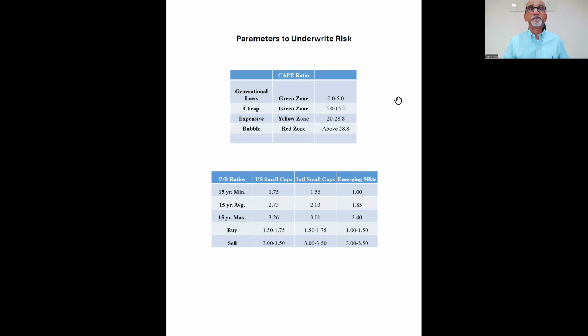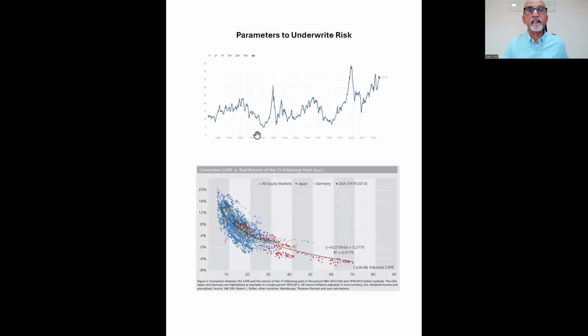Now, this one I picked up over the years, this CAPE ratio. It tells me that if the CAPE ratio is in the range of 0 to 5, it's a generational low, meaning it's trading at a deep discount, at a sale value. Stocks are on sale. If you look at the previous curve, the CAPE ratio was almost 5 during the Great Depression, okay?